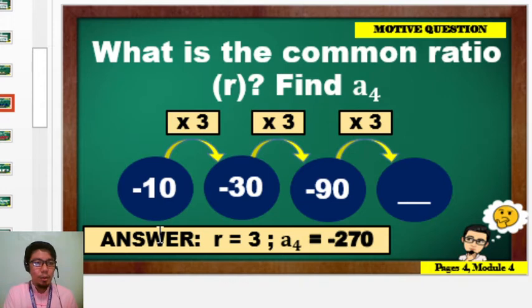Next, let's have the second item. What is the common ratio r and find a sub 4? So to get the common ratio, all we need to do is to divide negative 30 by negative 10. So the result is 3. Or we can also use negative 90 divided by negative 30. The result is positive 3. So therefore, the common ratio is 3. And to find a sub 4, all we need to do is to multiply negative 90 and 3, so the result is negative 270.